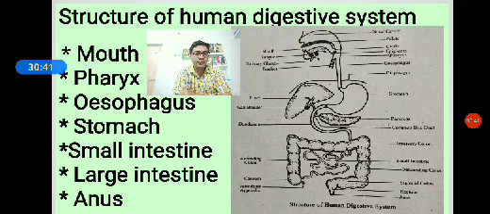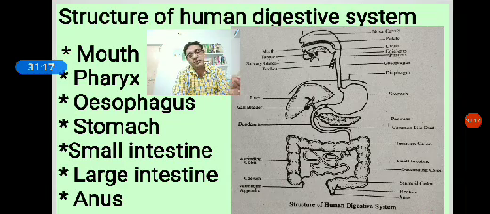Once again, I am going to recall. The food enters the oral cavity or buccal cavity. Here, the mouth receives the food with the help of the teeth and tongue. The food is broken down, and then enters the pharynx. The pharynx is a common passage. It passes the food into the esophagus. The esophagus receives the food and passes it into the stomach. In the stomach, the food is stored for a longer duration and digested.